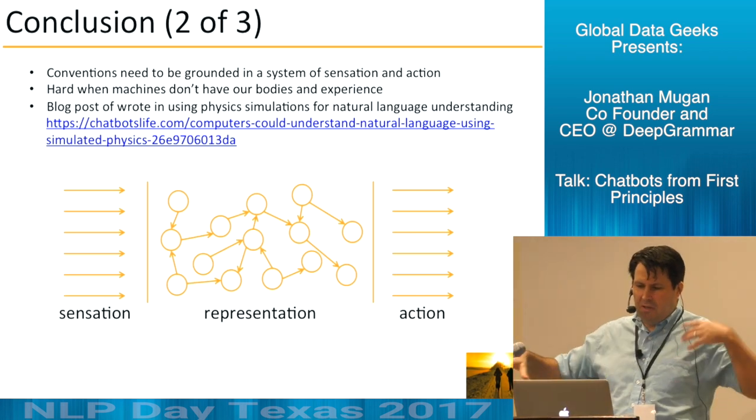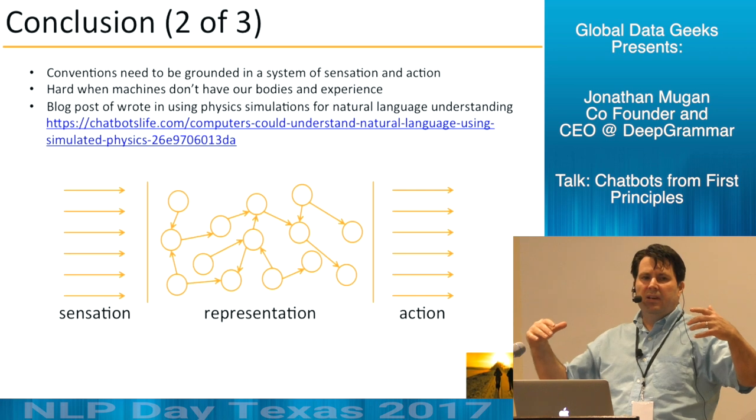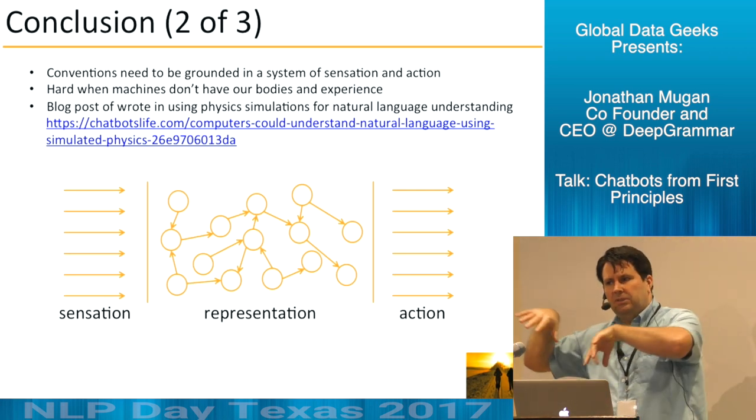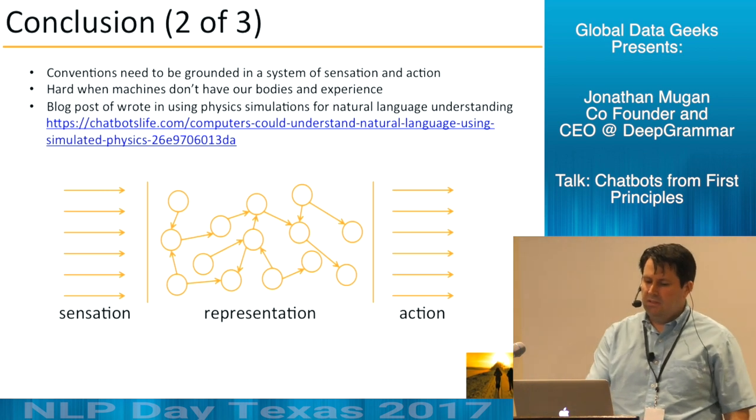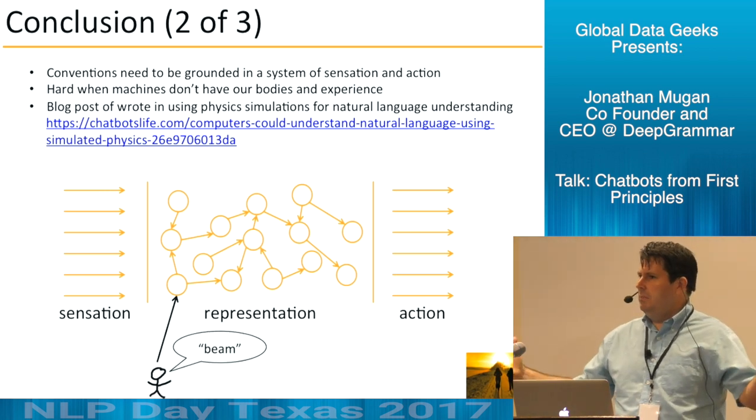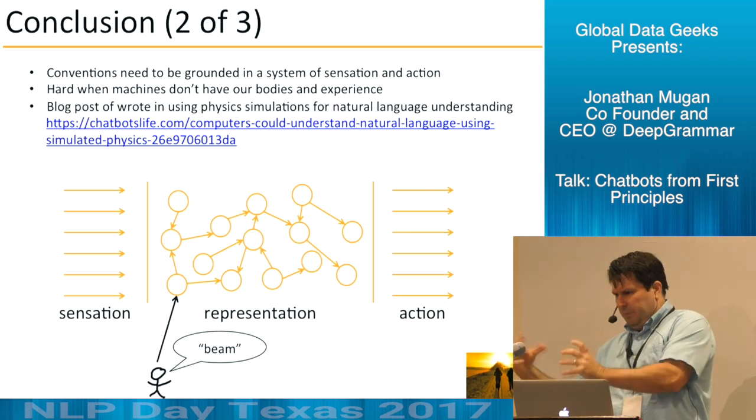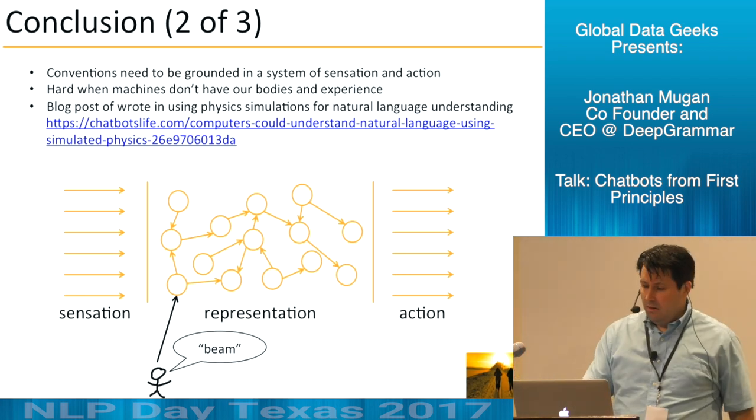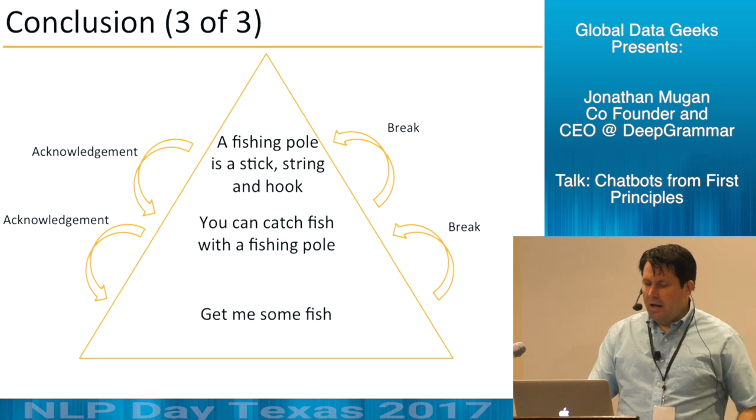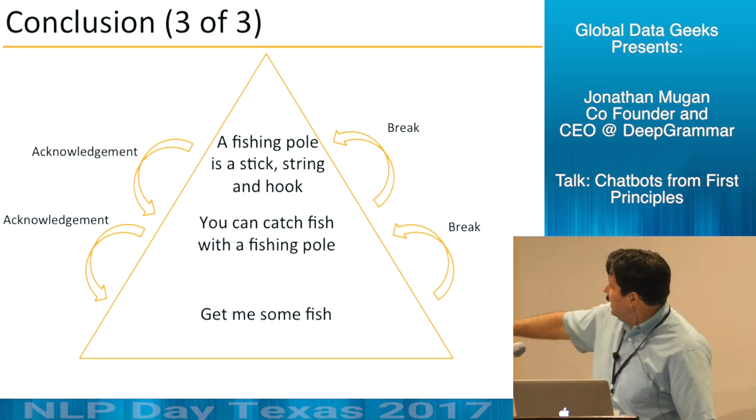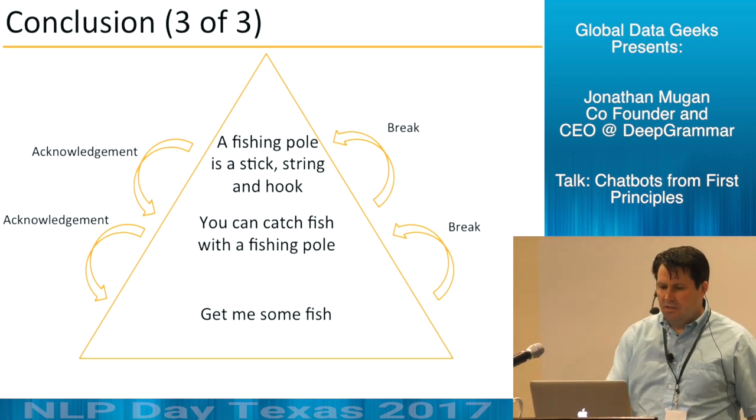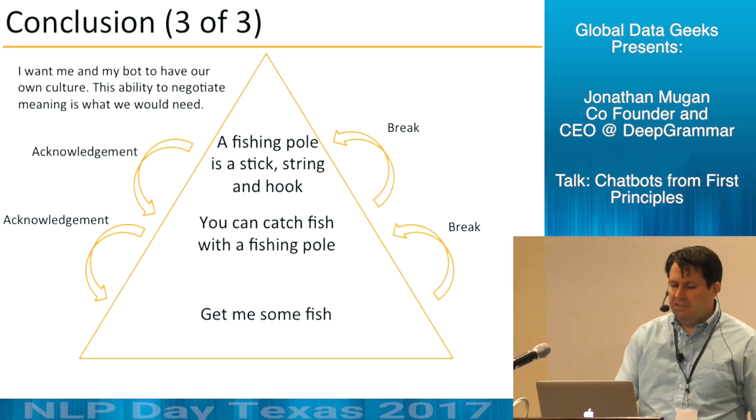I wrote another blog post about a set of ideas about using physics simulations to try to have computers understand the world where we do. They should simulate using physics. So someone says beam, the computer has had experience with beams because it was physically simulated trying to carry them with fire ants and without. We don't have a good way yet of doing this negotiation of what words mean. I've seen a little work, but not a lot.